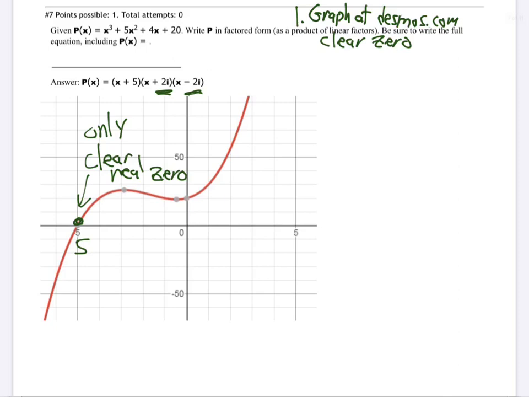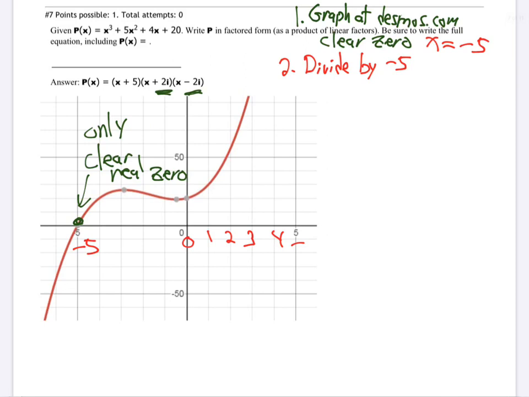So the only clear 0 is at x equals, well, that's negative 5. I'm going to be a little careful there. That's negative 5, isn't it? Because here's 0, and these are positive numbers this way. Here's regular 5. So that's negative 5. Okay. Step 2. Divide by that negative 5. Time for synthetic division.